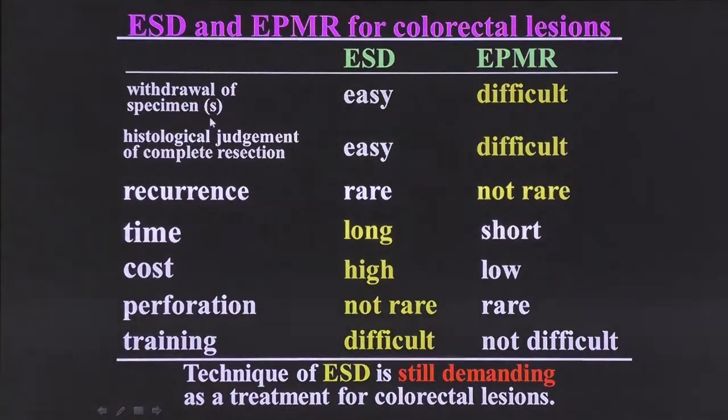In piecemeal EMR, withdrawal of the specimens and the histological judgment are difficult. And the local recurrence rate is rather high, so recurrence is not rare. On the other hand, in ESD, withdrawal of specimen is easy, histological judgment is easy, and recurrence is very rare.